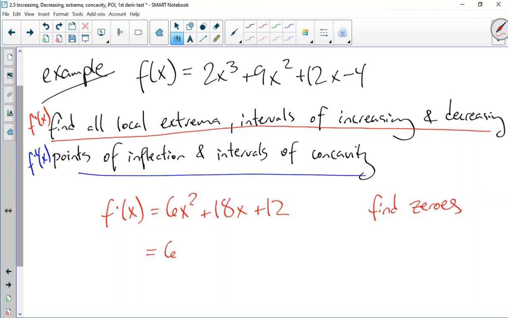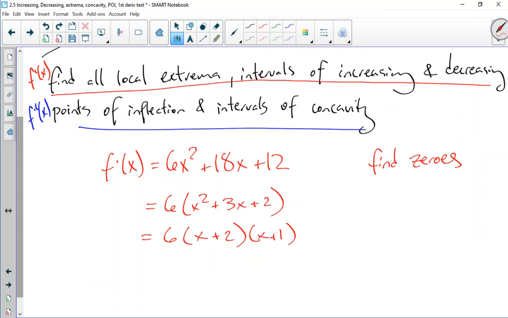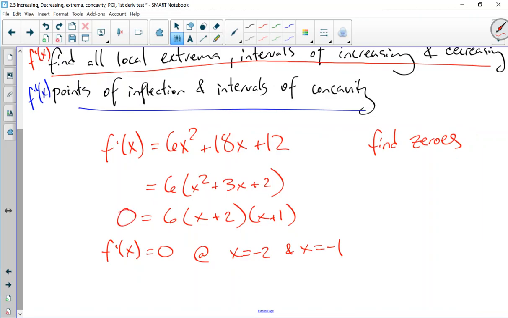So as we're doing that, of course, we got to factor this. So take out that 6, and then factor. And then you can say something like this: f prime of x equals 0 at x equals -2 and -1. You could write 0 there and then just say x equals -2, x equals -1. But basically we need to show that you're setting the first derivative equal to 0. That's usually worth a point in an FRQ. Some indicator that you're setting the first derivative equal to 0.